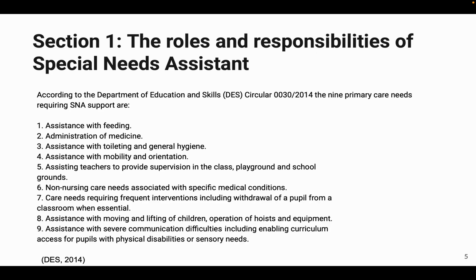According to the Department of Education and Skills, DES, Circular 0030/2014, the 9 primary care needs requiring SNA support are assistance with feeding, administration of medicine, assistance with toileting and general hygiene, assistance with mobility and orientation, assisting teachers to provide supervision in the classroom, playground and school grounds, non-nursing care needs associated with specific medical conditions, care needs requiring frequent interventions including withdrawal of a pupil from a classroom when essential, assistance with moving and lifting of children, operations of hoists and equipment.